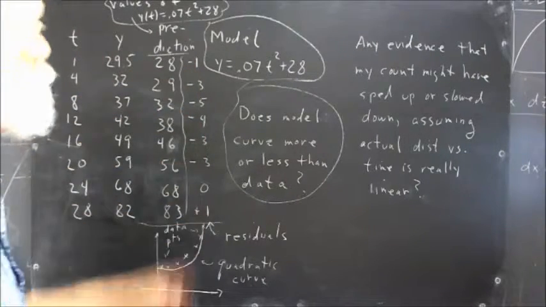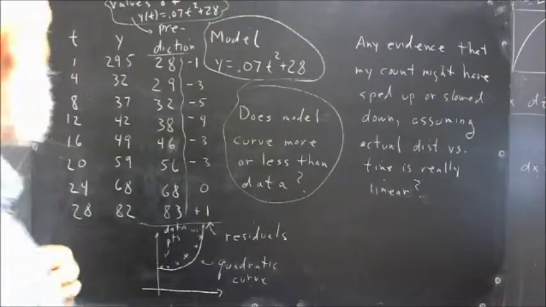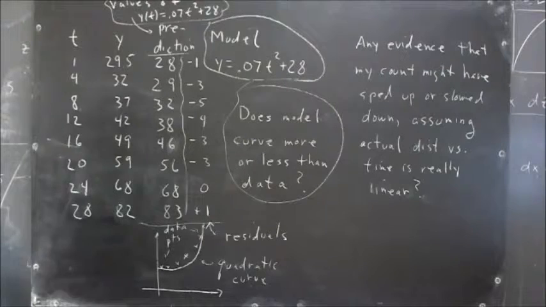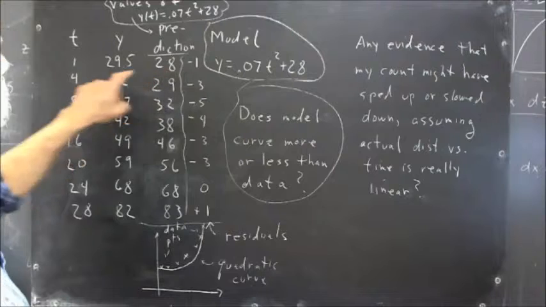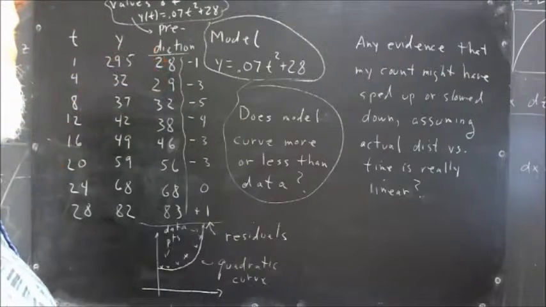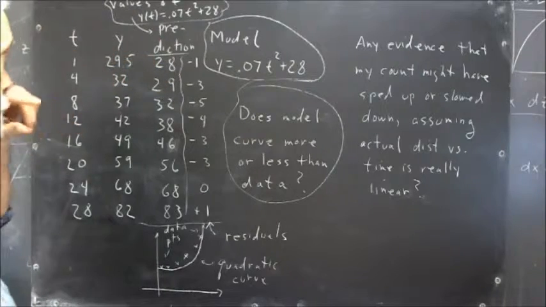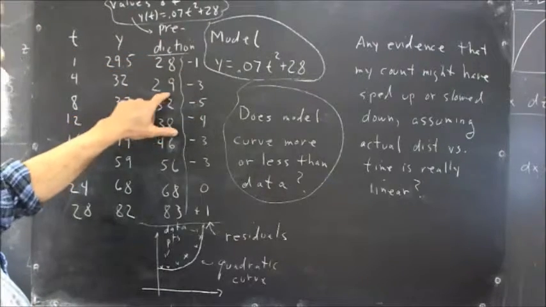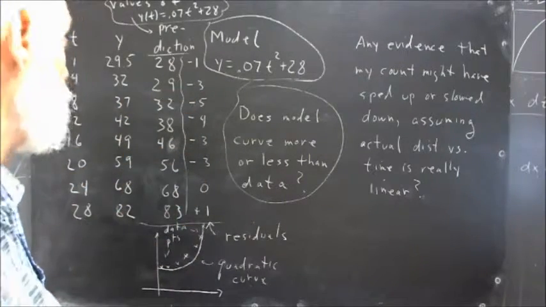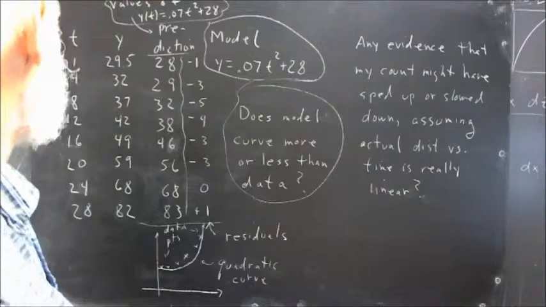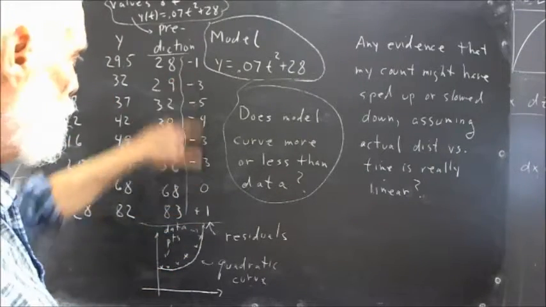Here I've written the residuals. Okay, residuals are just the y value minus the value of the prediction. Okay, so if the y value is bigger than the prediction, and actually it's the prediction minus the y value, we get -1 here, prediction minus y value is -3 here, -5, and so forth.